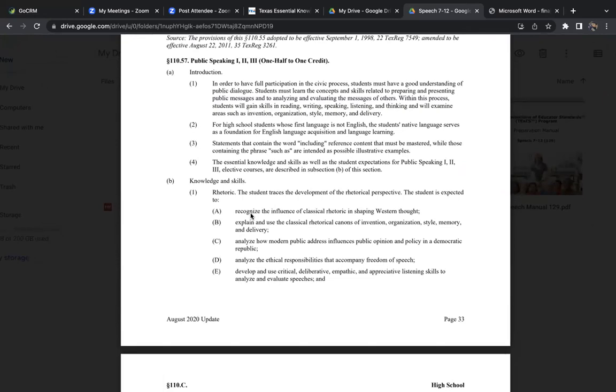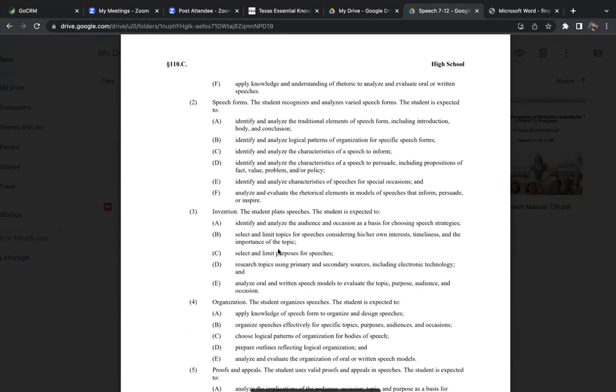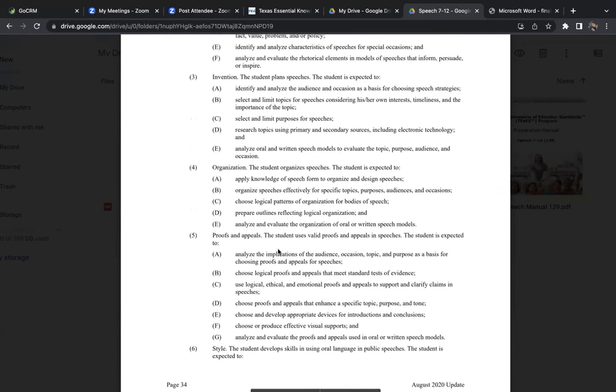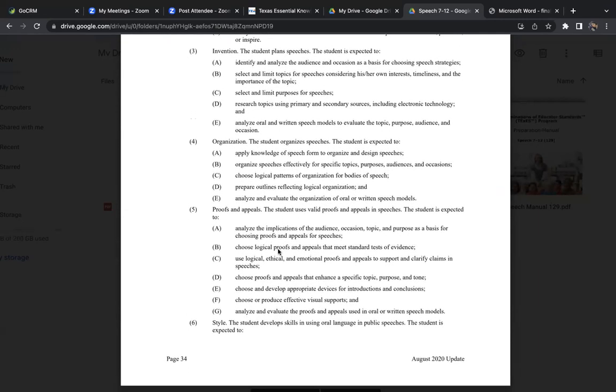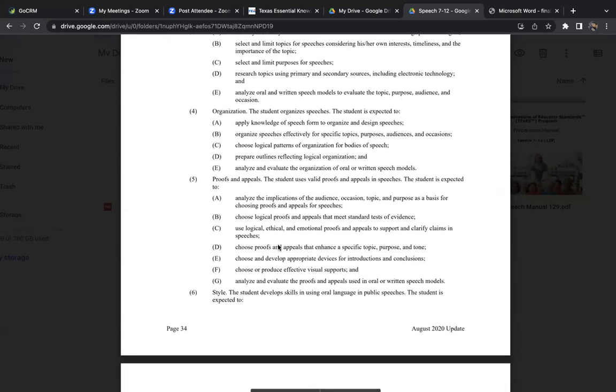Let me see. In order to have full participation in the civic process, students must have good understanding of dialogue. So here's your introduction. And so what I'm going to want for you to do is to make sure that you are very familiar with what the students should know and what they need to be able to do. And so if they need to be able to have a skill, we have to have that skill too. And it's up for grabs in testing.